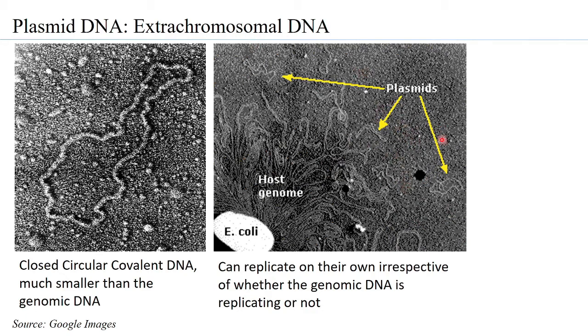Why do you have multiple copies of these plasmids in the bacterial DNA is interesting, because every plasmid DNA is able to replicate on their own, irrespective of whether the genomic DNA is replicating or not. So the copy number of the plasmid DNA can vary from bacteria to bacteria, and also from plasmid to plasmid, because every plasmid has its own origin of replication, which enables it to make multiple copies of itself. So this is something that is very interesting.